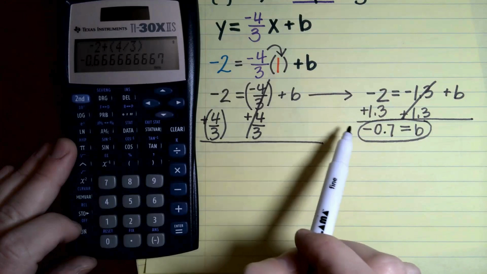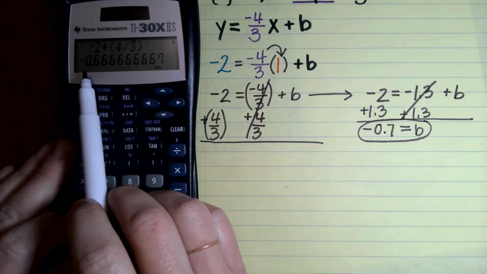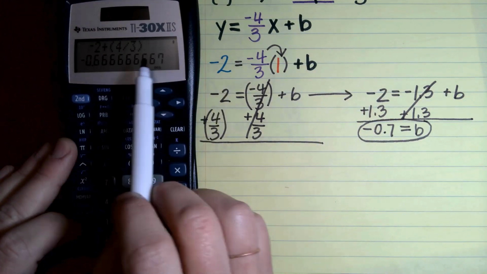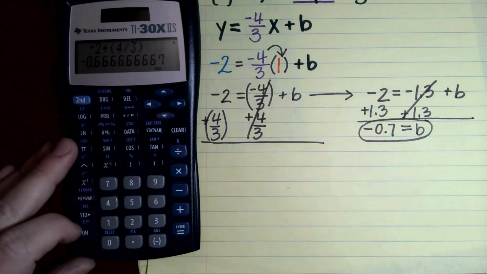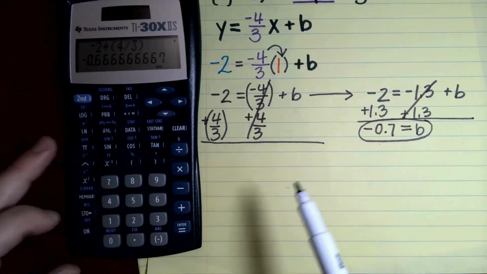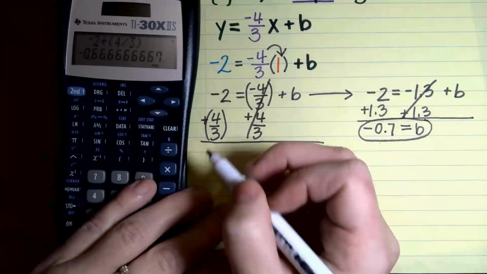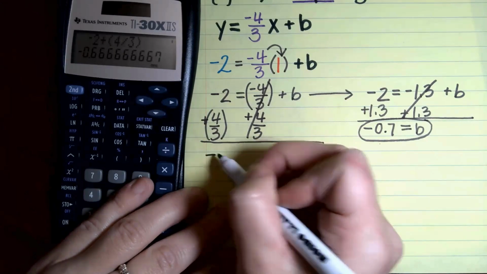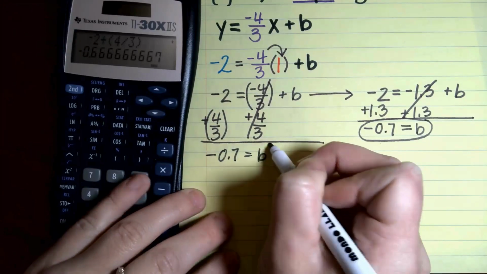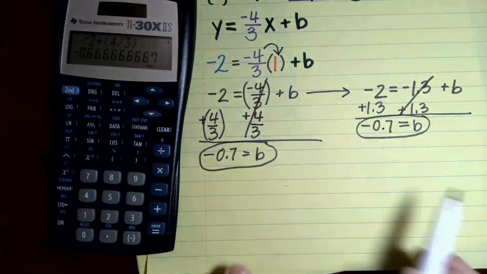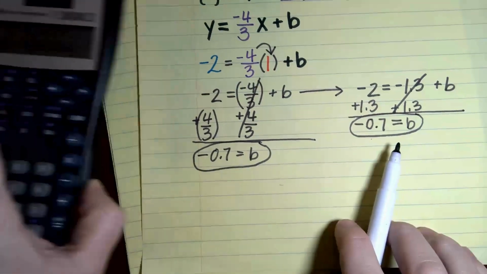Very close number. Negative 0.66666 repeating, which rounds up to 0.7. So you got the same answer. And we're going to put that down here, negative 0.7. All right. So we just found our b value.